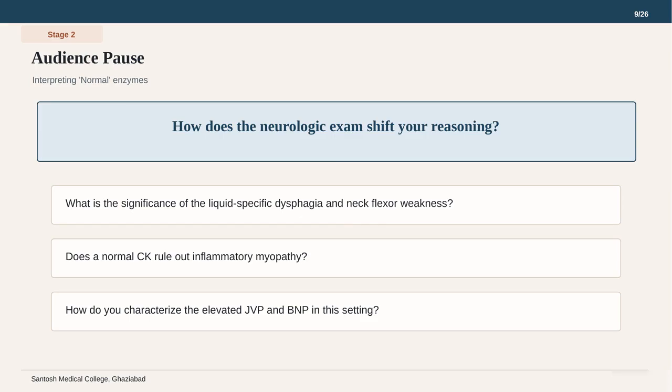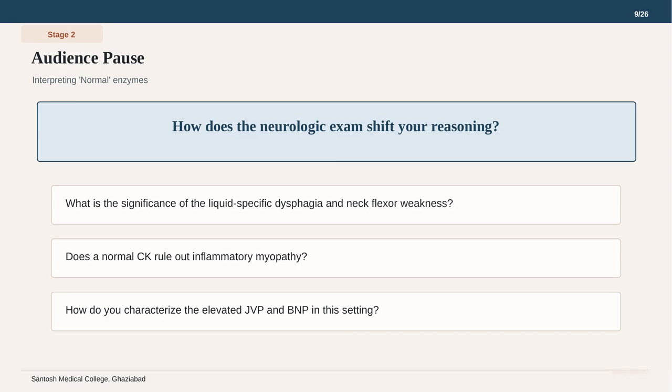We have reached another audience pause to interpret these normal enzymes. Looking at the questions on the screen, how does the neurologic exam shift your reasoning now? We must consider the significance of liquid-specific dysphagia and that specific neck flexor weakness. A critical question to ask is whether a normal creatine kinase actually rules out inflammatory myopathy. Furthermore, we need to characterize the elevated JVP and BNP in this specific setting. Is the heart failing because of the lungs, or is there something else going on?